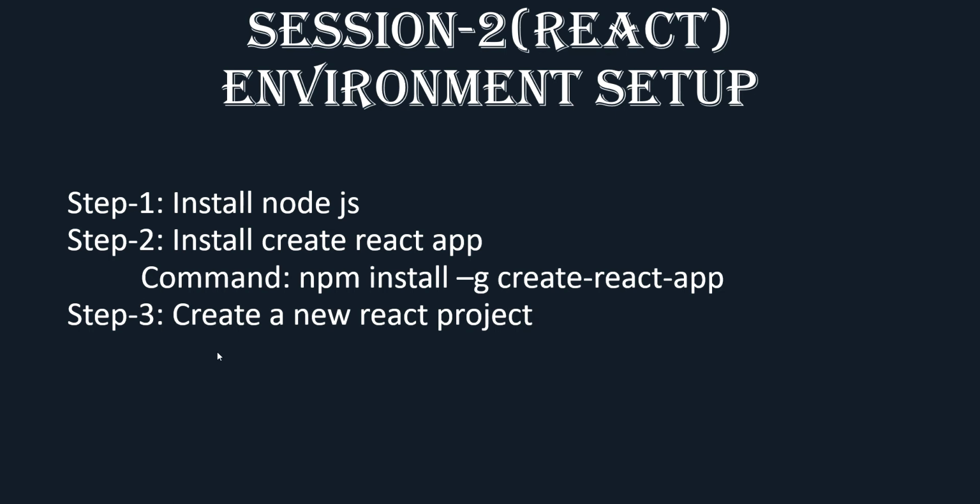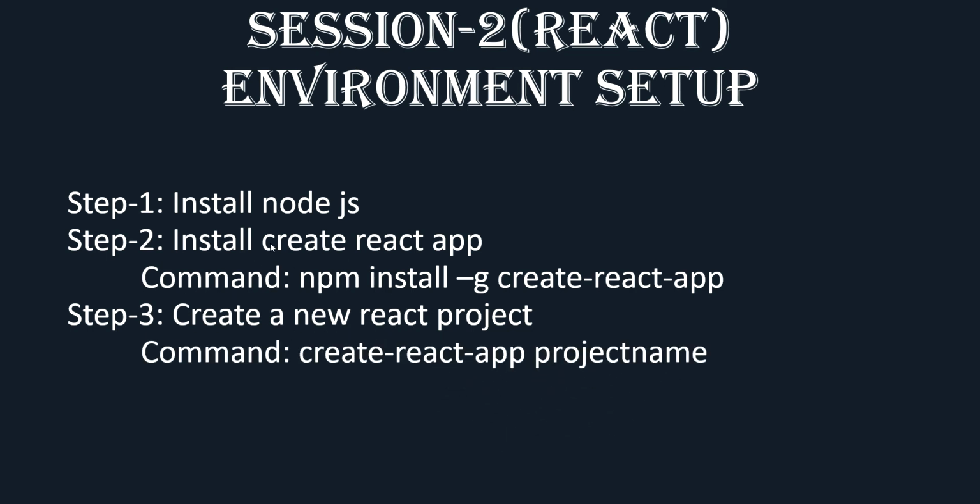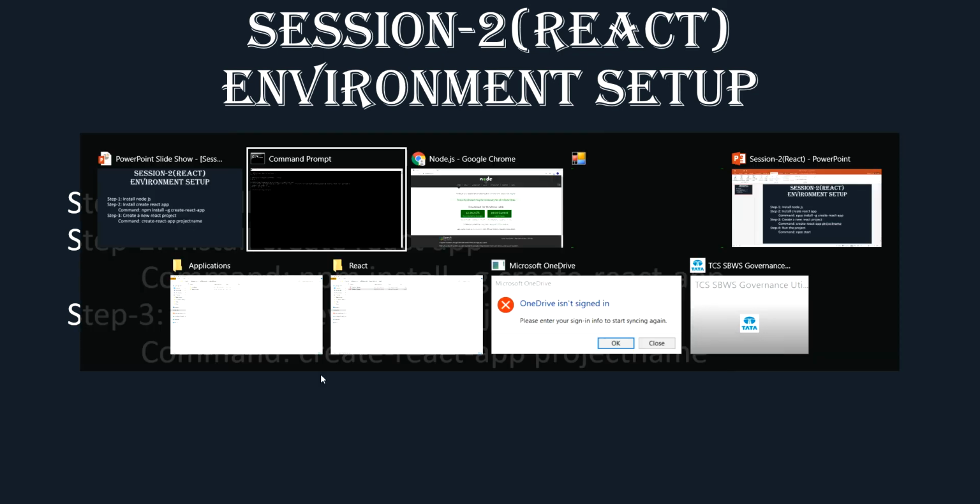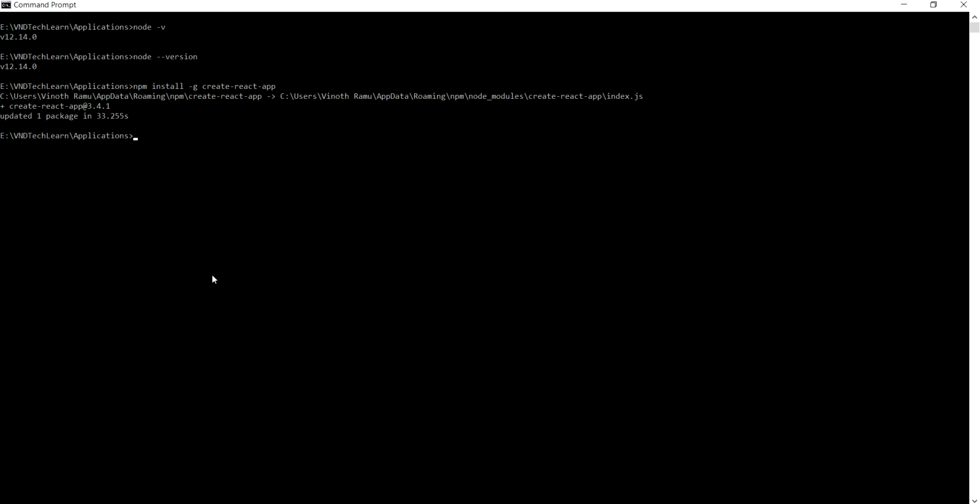So next step is we will need to create our project. So let's see the command for creating our first React project. So in order to create the React project, the command is create-react-app and the project name. So let's go ahead and create our first React application. So I'm going to create our React application in this path, that is in the E drive, and inside vndita clone folder, and inside applications I'm going to create our React app.